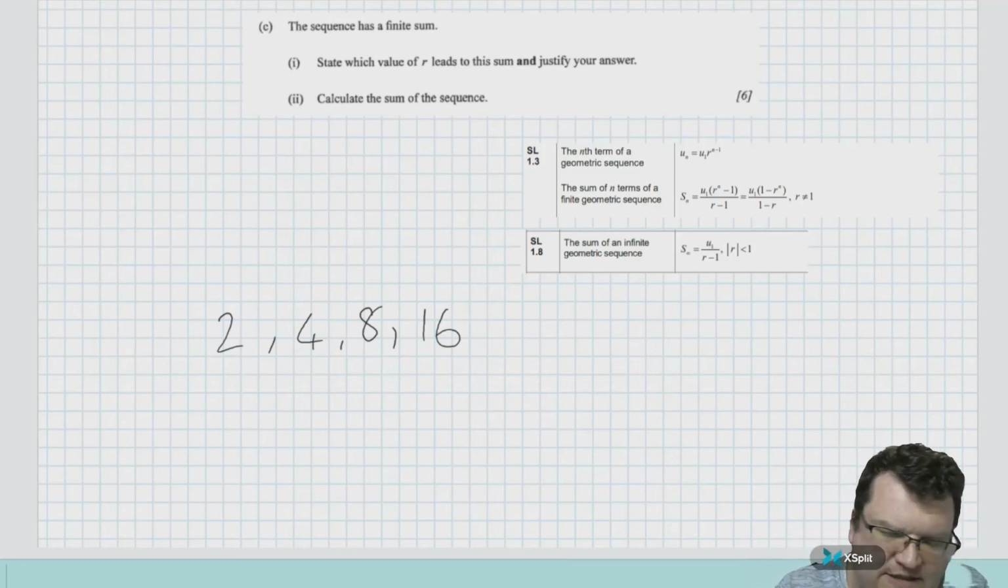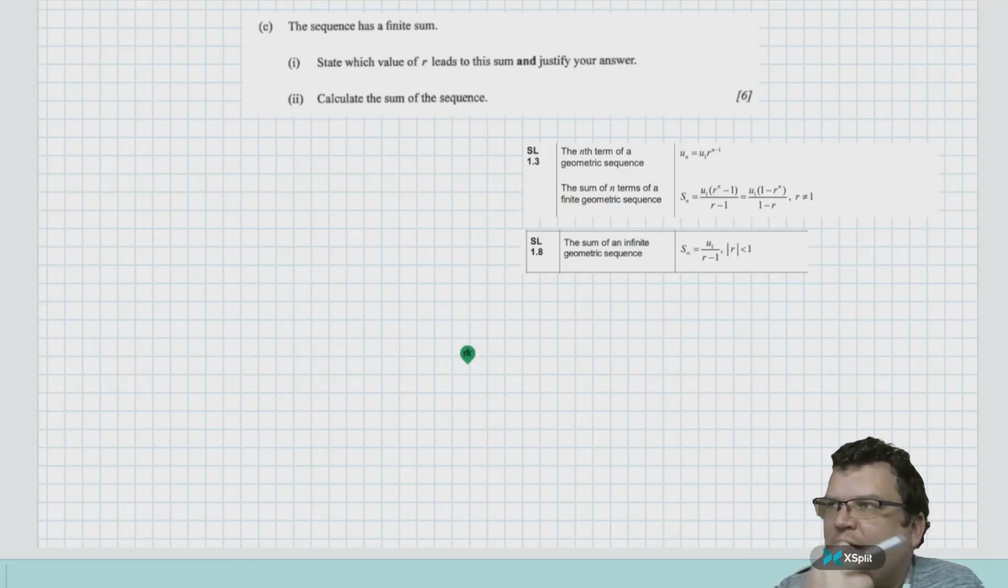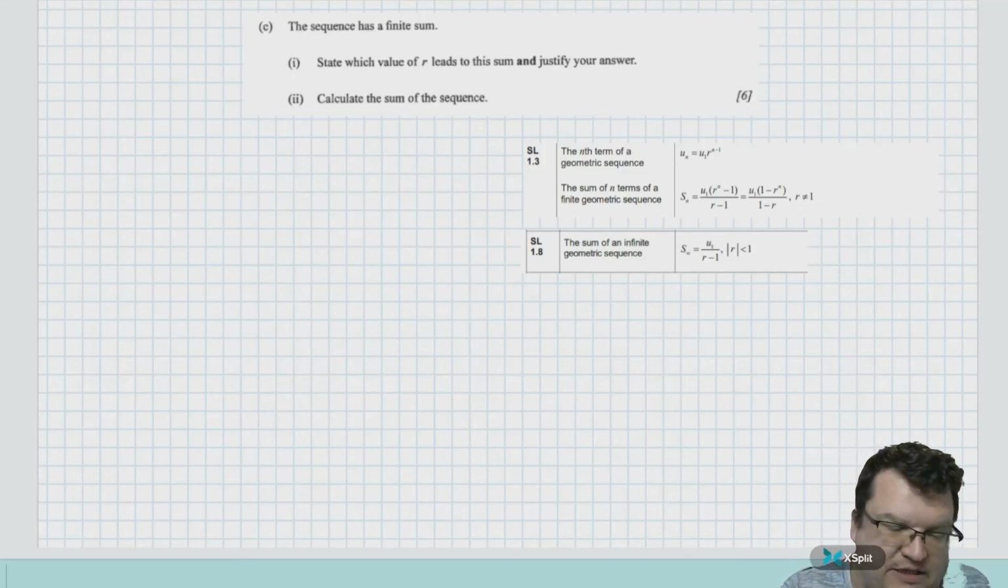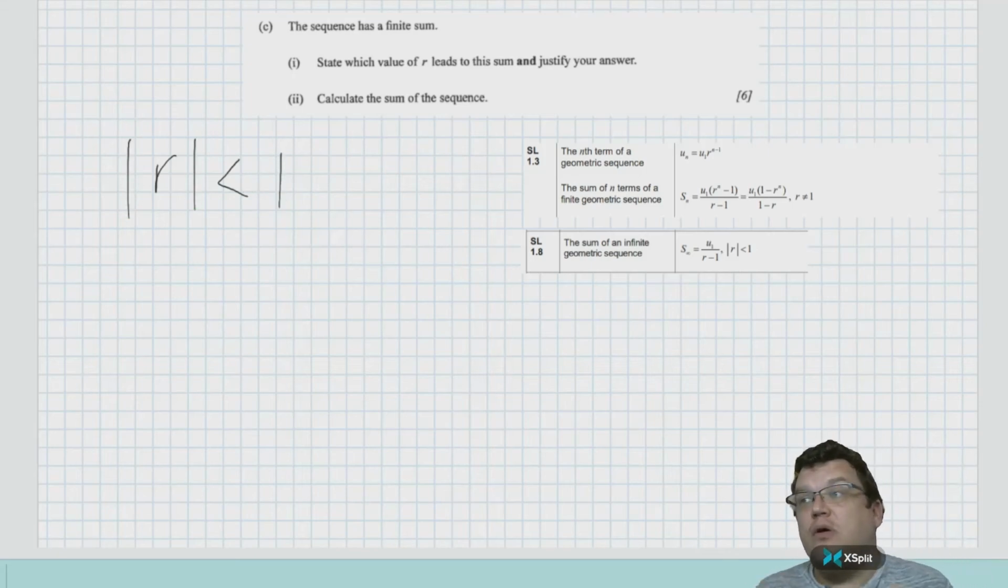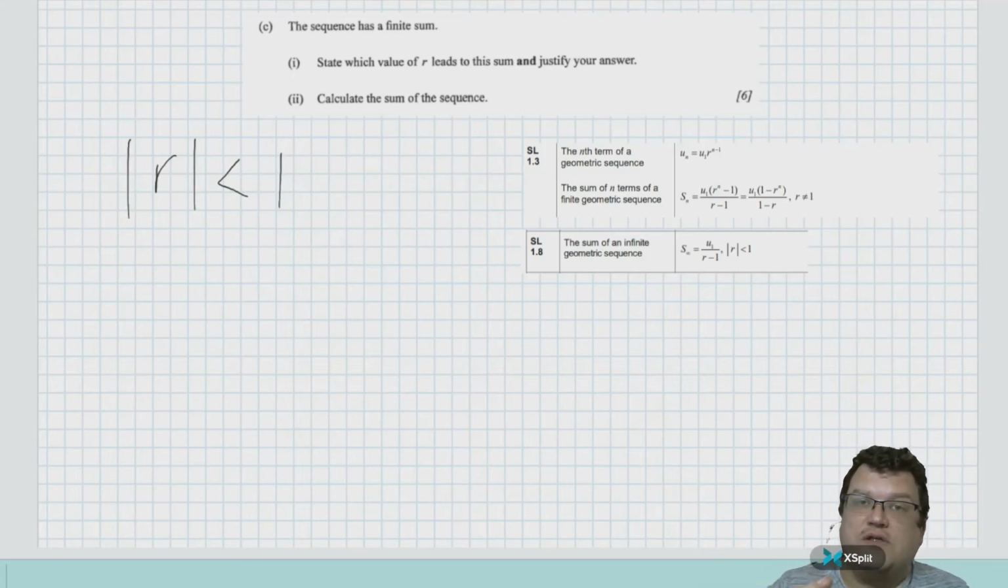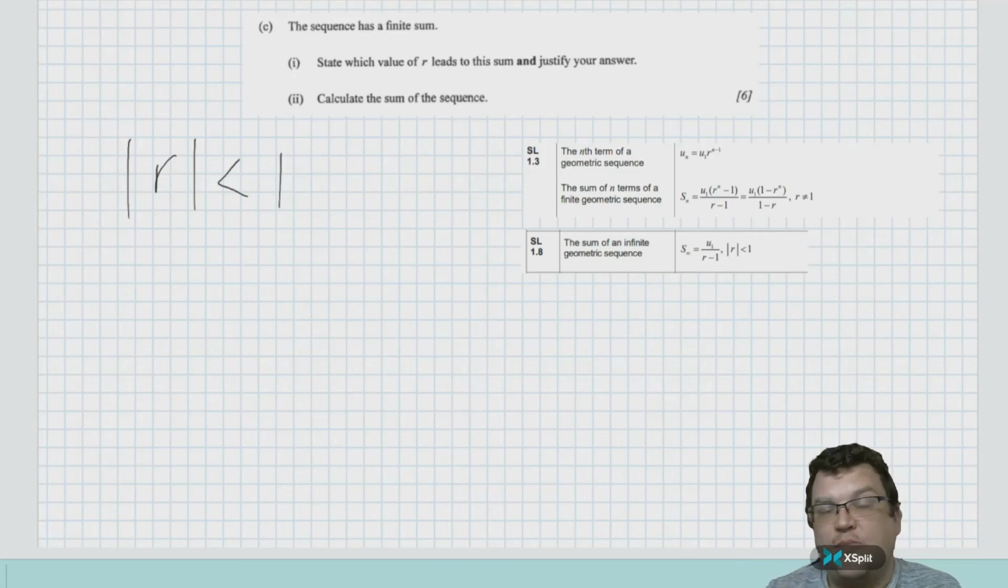What we need is for our terms to be shrinking as we go. So that essentially is the condition that the absolute value of the common ratio is less than 1. Now, we put an absolute value symbol around this condition because we're okay with it being negative. We would get an oscillating sequence where we vary between positive and negative. But again, so long as the terms are shrinking in size, we can add them and get a finite sum. So that's our condition here.